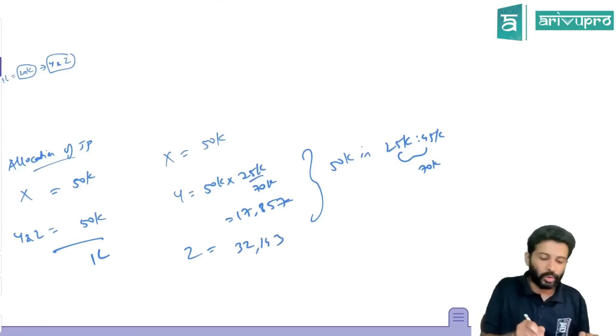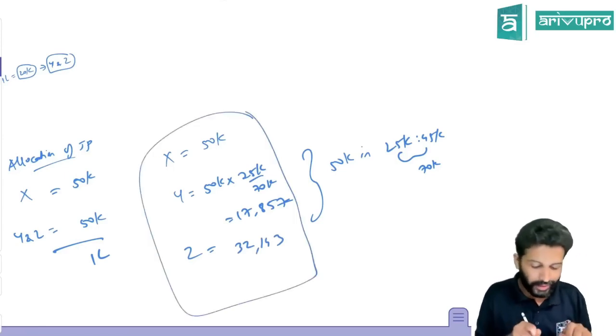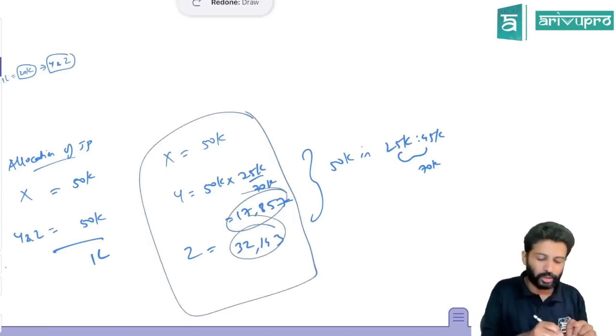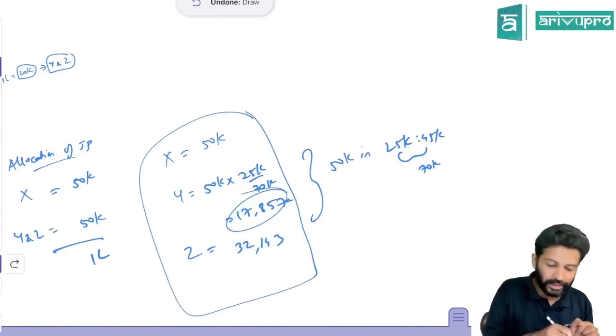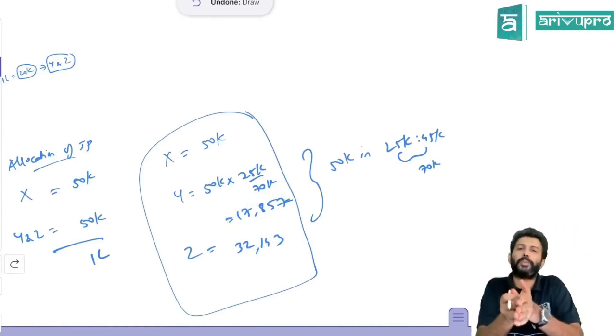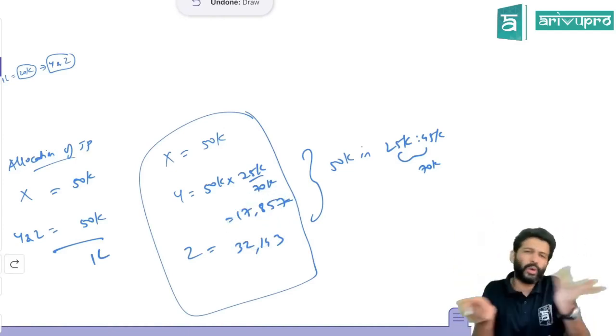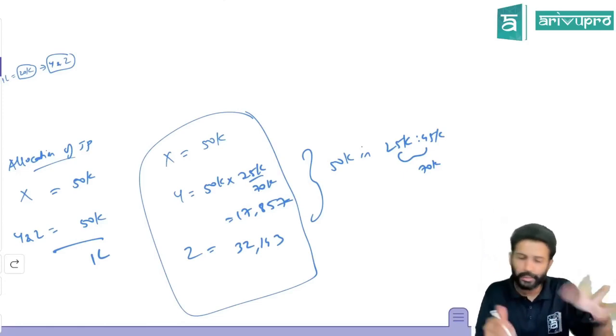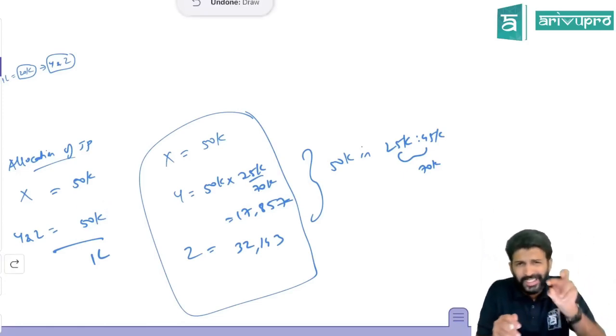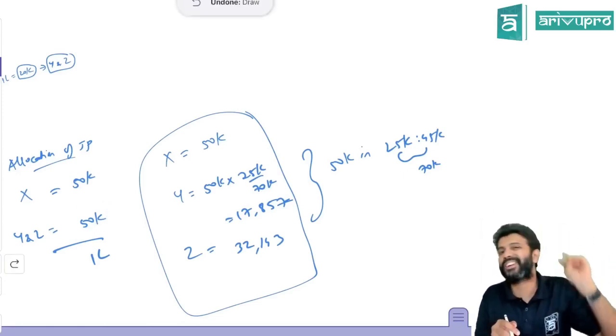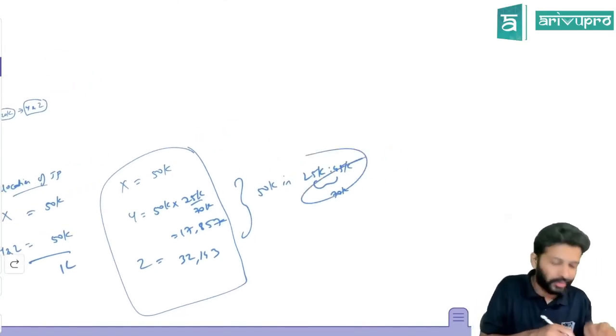Like this you will do the split up. X will be 50,000, Y will be 17,000, Z will be 32,000. If you add these two, obviously you will get 50,000. Since the performance obligation of both is satisfied at the same time, no need to do the split up. Even if you want to, simply distribute that 50,000 in their standalone selling price. Y and Z's standalone selling prices are 25 and 45, given in the question.